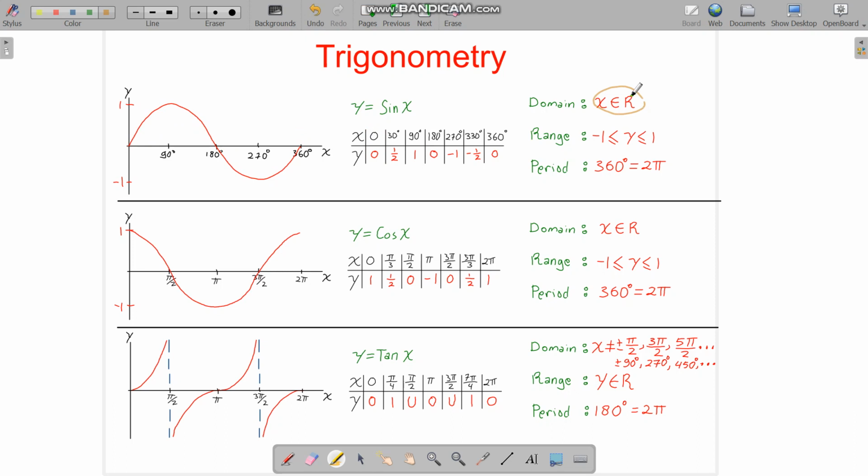The domain means the possible x values. Here x can be anything. It can be anything from 0 to 360 and even more than 360. You can continue the pattern, it will continue forever. And you can also continue to the left, negative angles. So that's why the x can be anything, x element of real numbers.